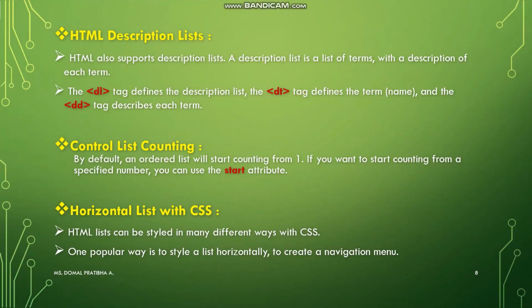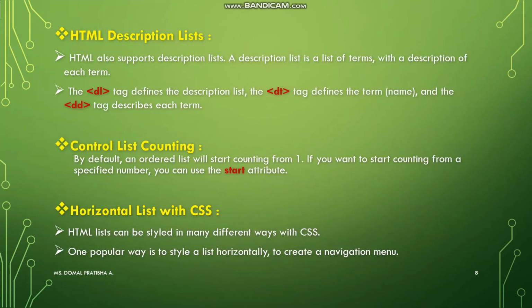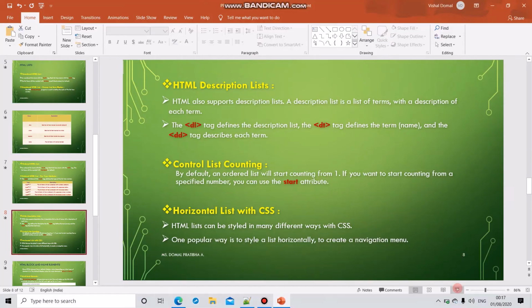Next, you can see HTML description list. HTML also supports description list. A description list is a list of terms with a description of each term. The DL tag defines the description list. The DT tag defines the term, that is name, and the DD tag describes each term.